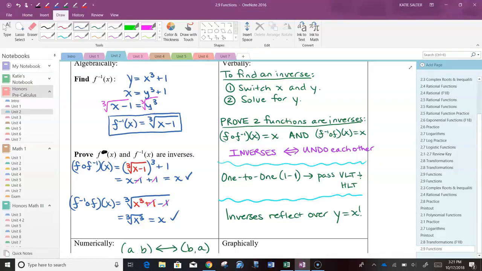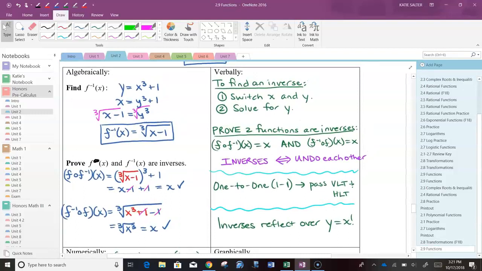All right, let's look over here at the verbal piece. So verbally, to find an inverse, number 1, we switch x and y. 2, solve for y. To prove two functions are inverses, do their composition of each other.